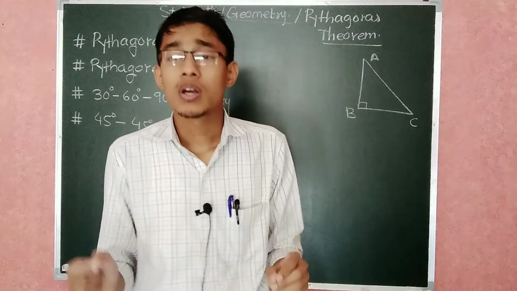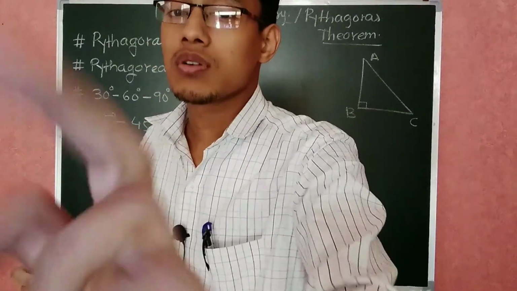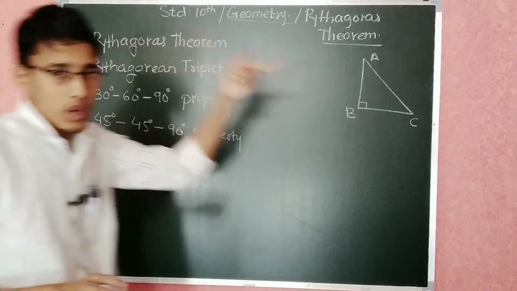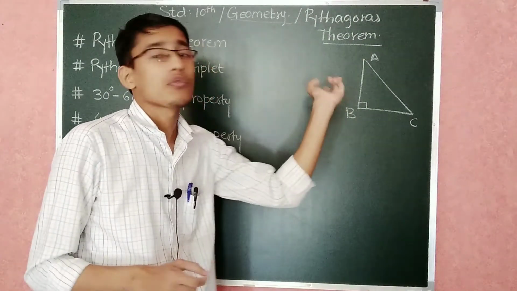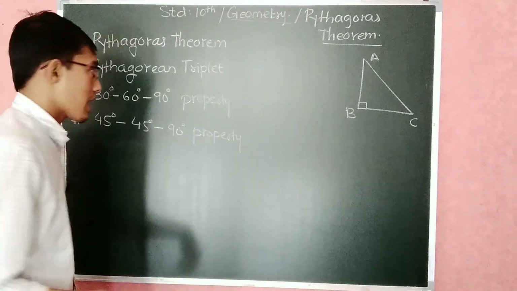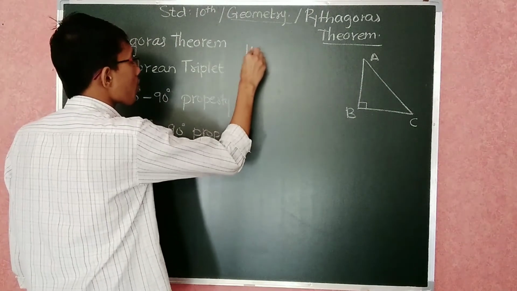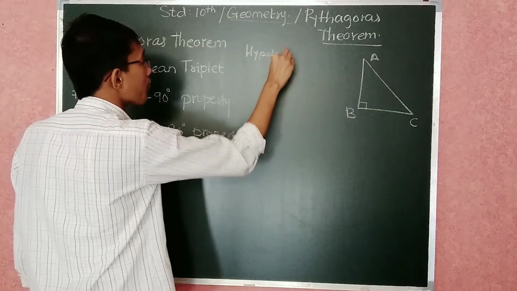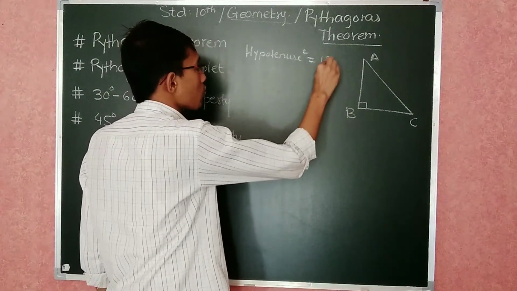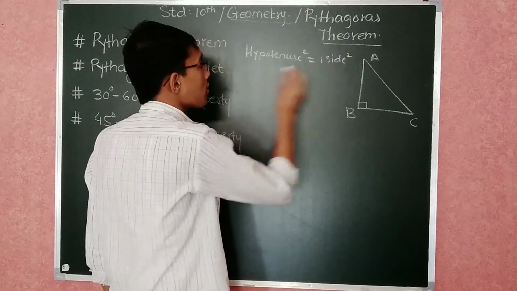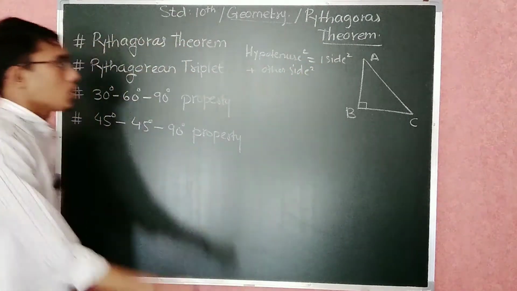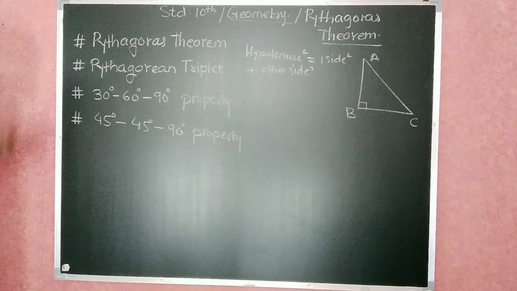So this is nothing but the theorem of Pythagoras. So what is Pythagoras theorem? Square of the hypotenuse is equal to the sum of the squares of the remaining two sides in a right angled triangle. Okay, this we have studied, and you must know this formula properly. Hypotenuse square is equal to one side square plus other side square. Okay, now another point is Pythagorean triplet.